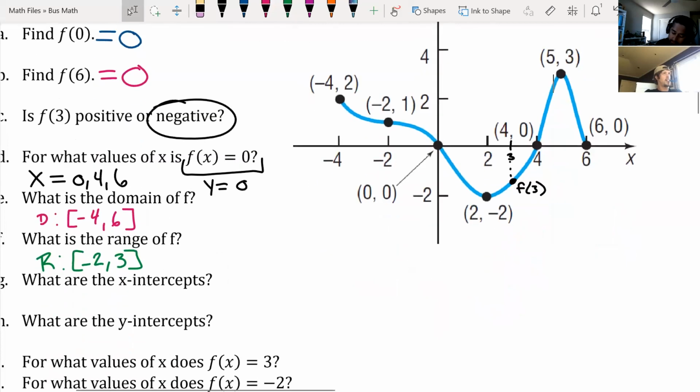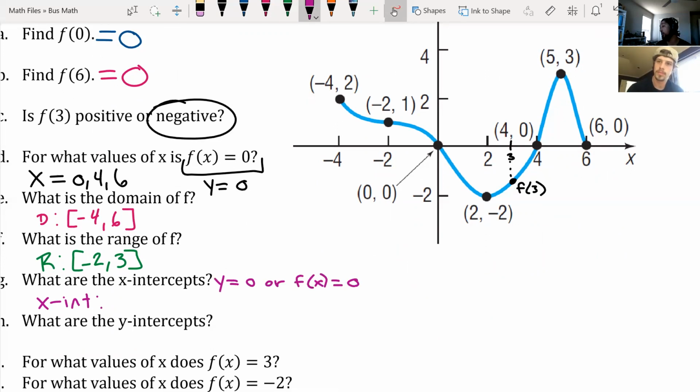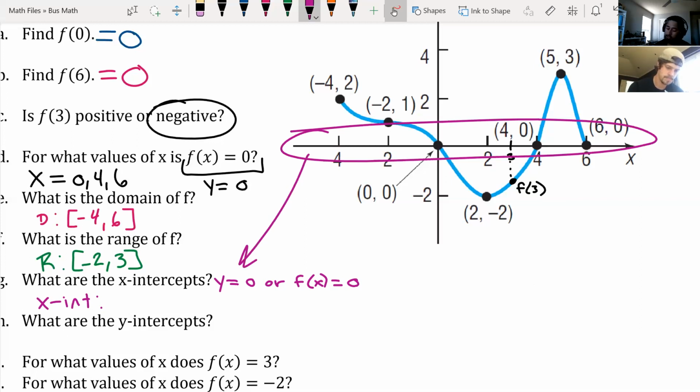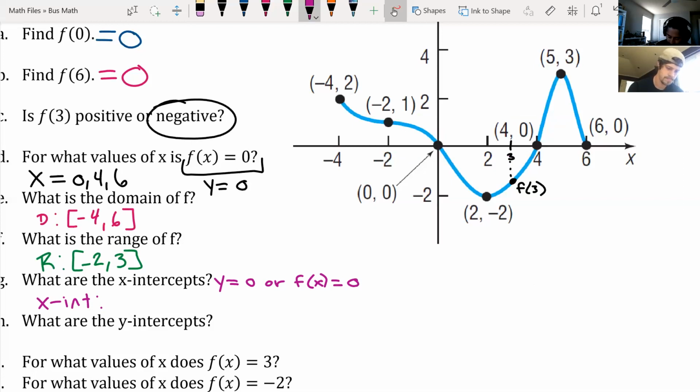Okay. And then we say, what are the x-intercepts? Well, x-intercepts lie on the x-axis. You can only have an x-intercept when y is equal to 0, or f of x is equal to 0. And if you're on the x-axis, y or f of x is always 0. So what are my x-intercepts from this given function? 0, 4, and 6. Good. (0, 0), (4, 0), and (6, 0). I think we'll have to state them as points. X-intercepts lie on the x-axis.